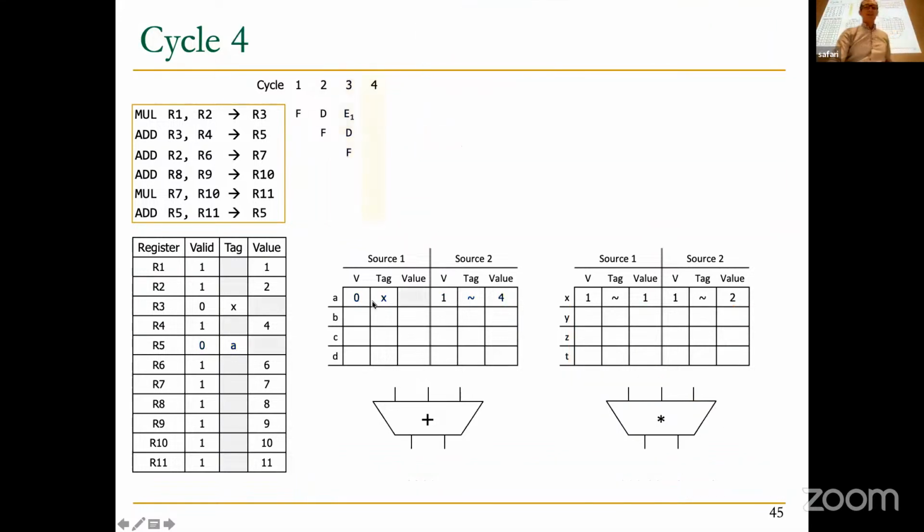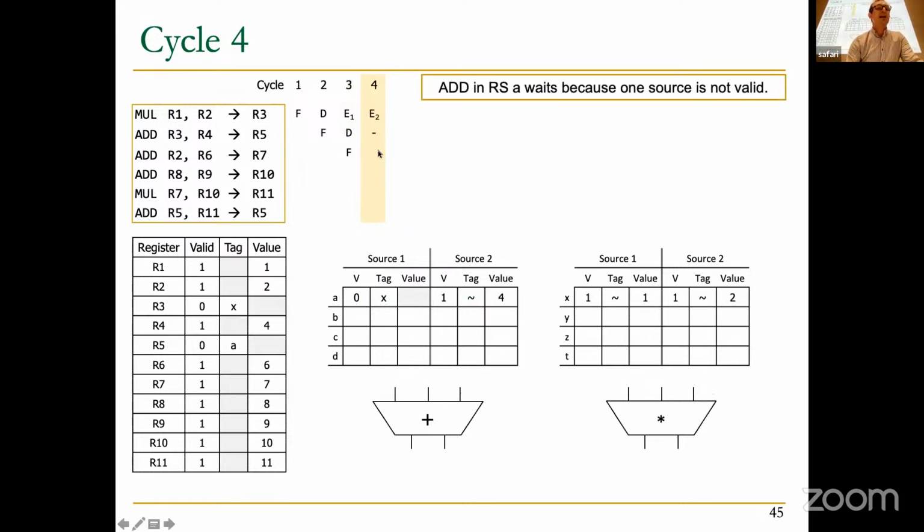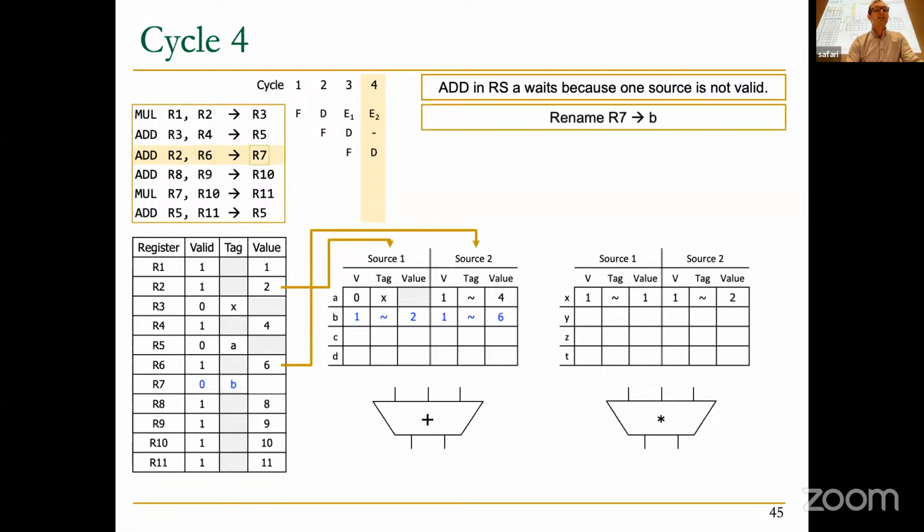Sounds good. It's fine. Now let's take a look at the interesting case over here. In cycle 4, this multiply here is happily executing. Add in reservation station A has to wait because one source is not valid. Now we can decode the next add. Let's take a look at what happens. Decode, again, we take the first source register, register 2. It's valid, and the value is 2. We take the second source register, which is register 6. It's valid, and the value is 6. Now this can execute, right? It doesn't matter whether the previous instruction couldn't execute, it got out of the way.